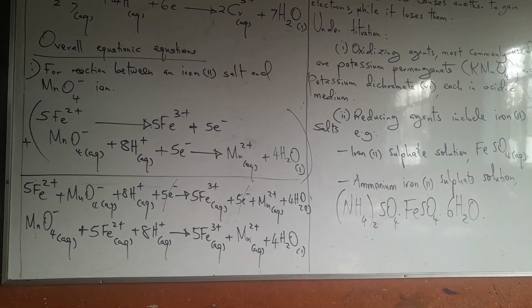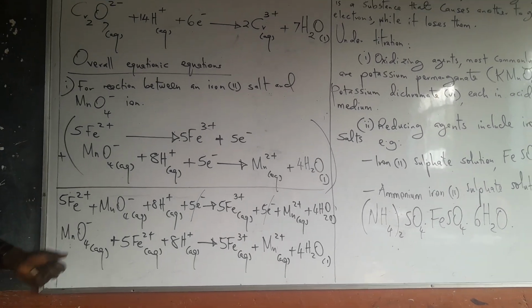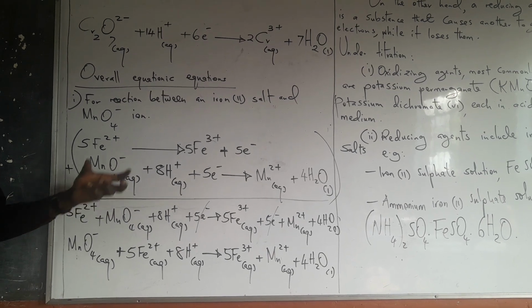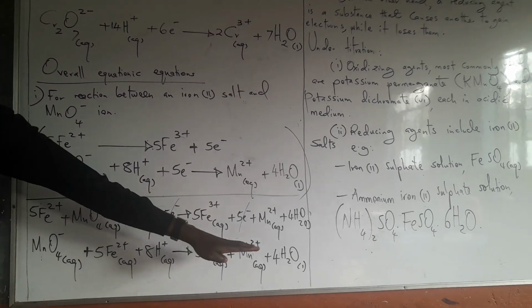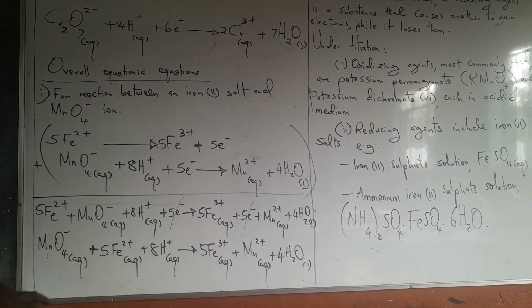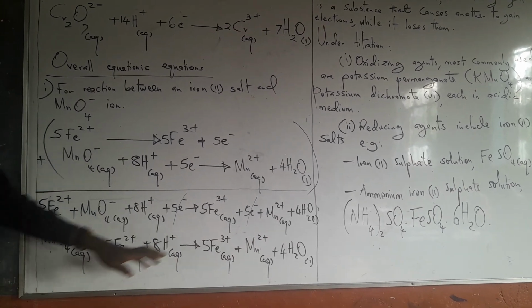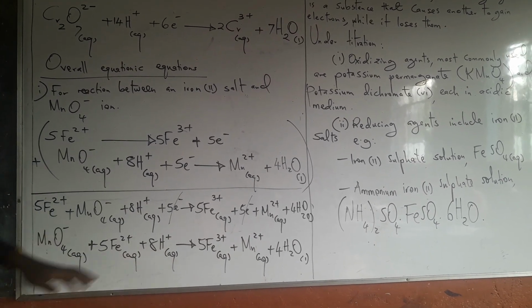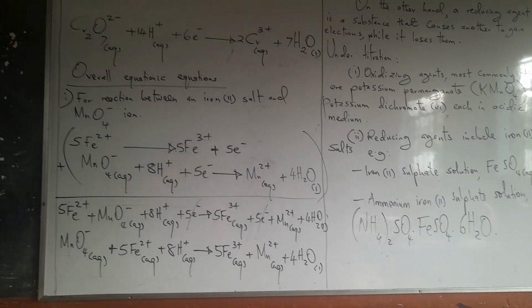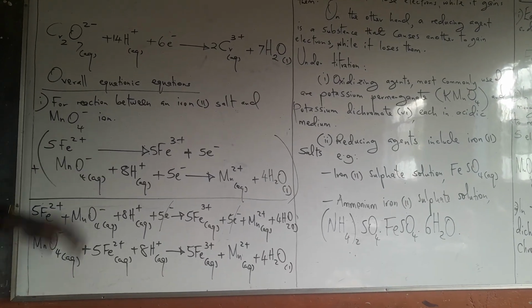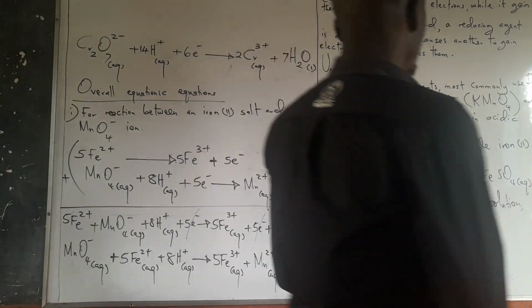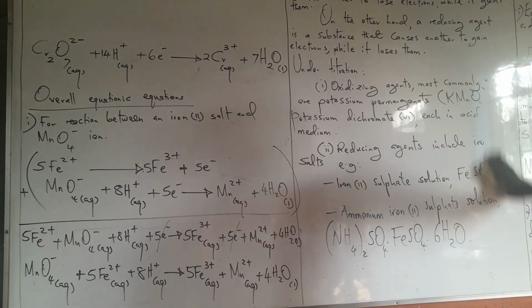Whenever you are calculating anything involving titration between iron 2 salt and manganese 7 salt, this is the equation you use to get the mole ratio. What is the mole ratio between manganese 7 and iron 2 ions? 1 to 5. This is the equation that we need. What about dichromate 6?